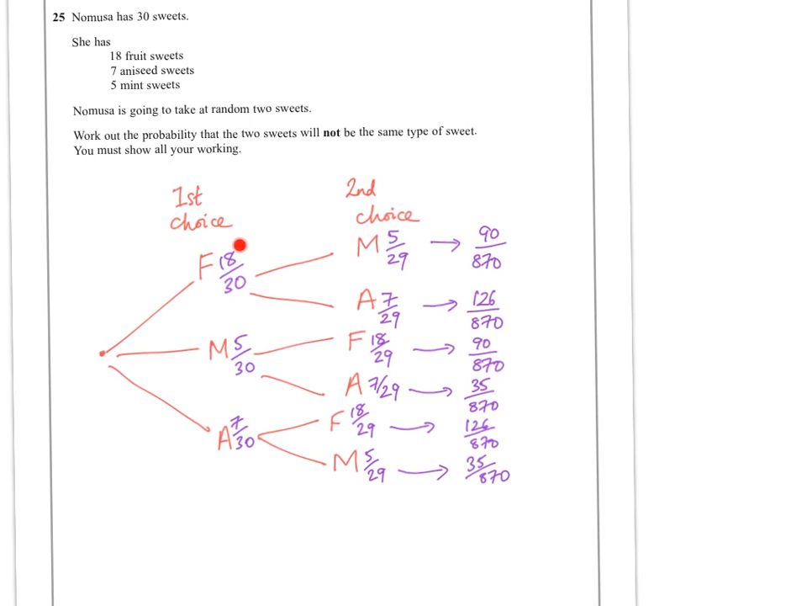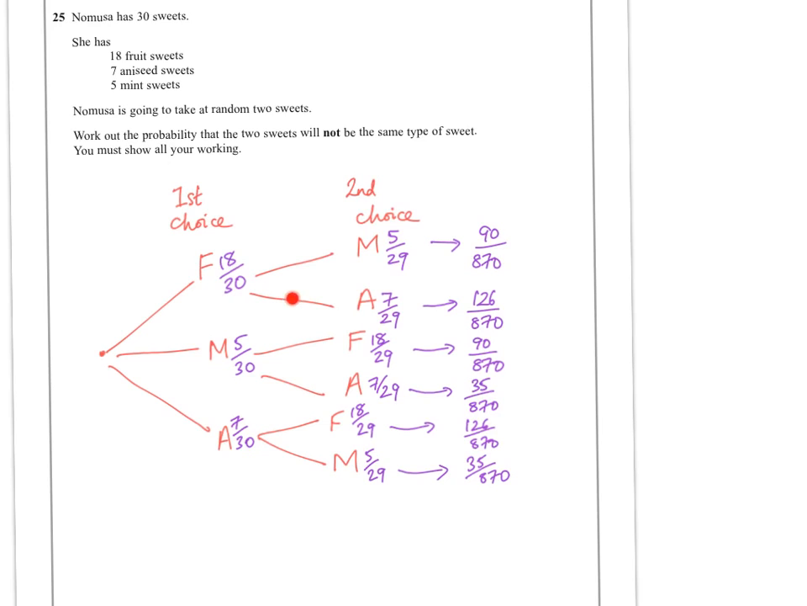So you choose one to start with, a fruit one, and there's 18 out of the 30. And then you could choose a mint one next, which would be 5 out of 29 because you've already chosen one, so there's only 29 to choose from. And then you'd multiply those 2 probabilities. If you're not sure about why you multiply 2 probabilities together, I've got a good video which explains exactly that, and I'll really try and do an annotation here if that would help.